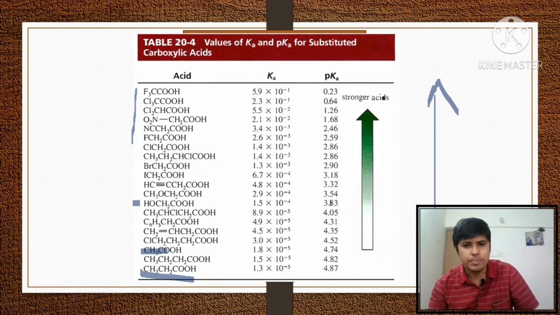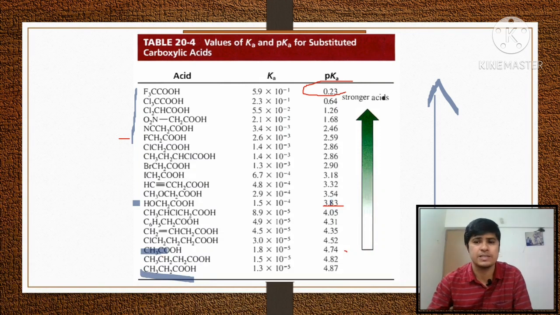If we compare, alpha hydroxy acetic acid has a pKa of 3.83, while acetic acid has a pKa of 4.74. So the hydroxyl group has a minus I effect. If there are more electronegative elements like fluorine, cyanide, trifluoro, trichloro, then that will again be a much stronger acid. This is what we can say by looking at this table, and we have already discussed this.